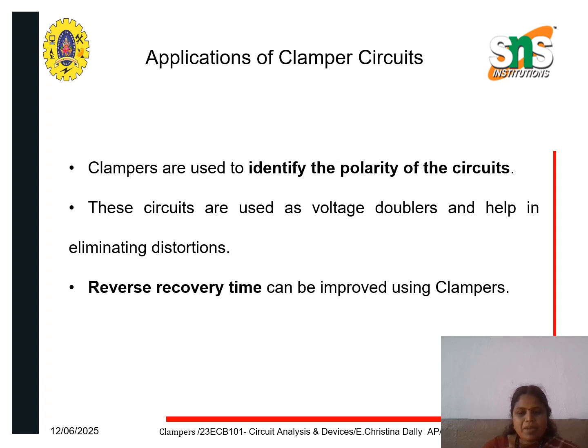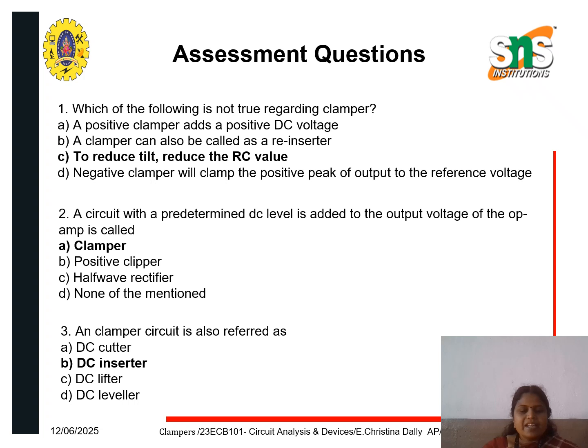At the same time, the main purpose of this clamper circuit is to identify the polarity. The diode has two terminals, one positive terminal and another negative terminal. The anode is given to the positive supply and the cathode is given to the negative supply. That is the polarity of the circuits, and the time will be recovered by using these clamper circuits.